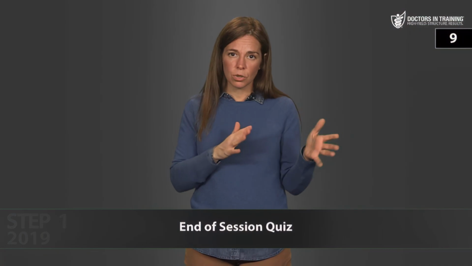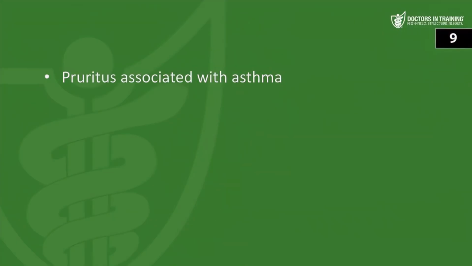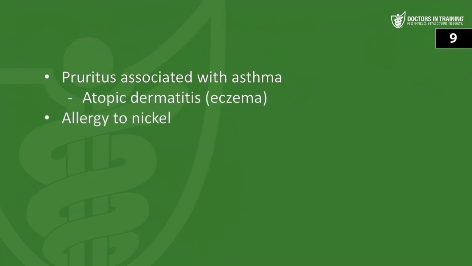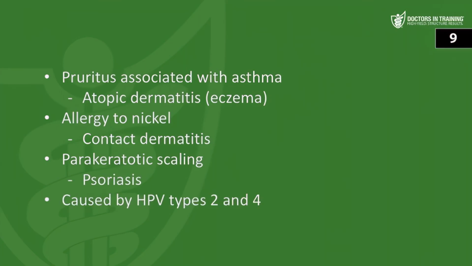And then which skin disorder matches each of the following statements? Pruritus associated with asthma is atopic dermatitis, also known as eczema. Allergy to nickel is contact dermatitis, which is a type 4 hypersensitivity. Parakeratotic scaling is seen with psoriasis, and warts caused by HPV types 2 and 4 are common warts. All right, that's it for Rheum Derm 7.